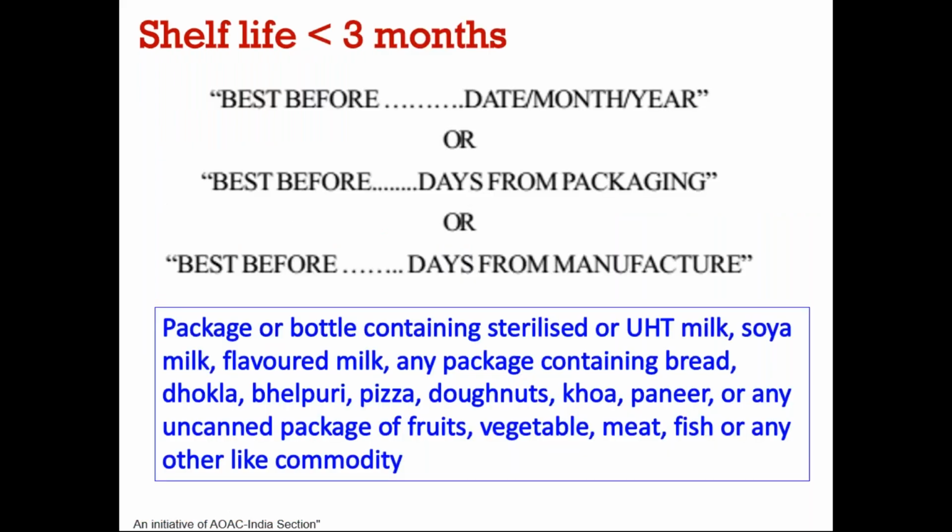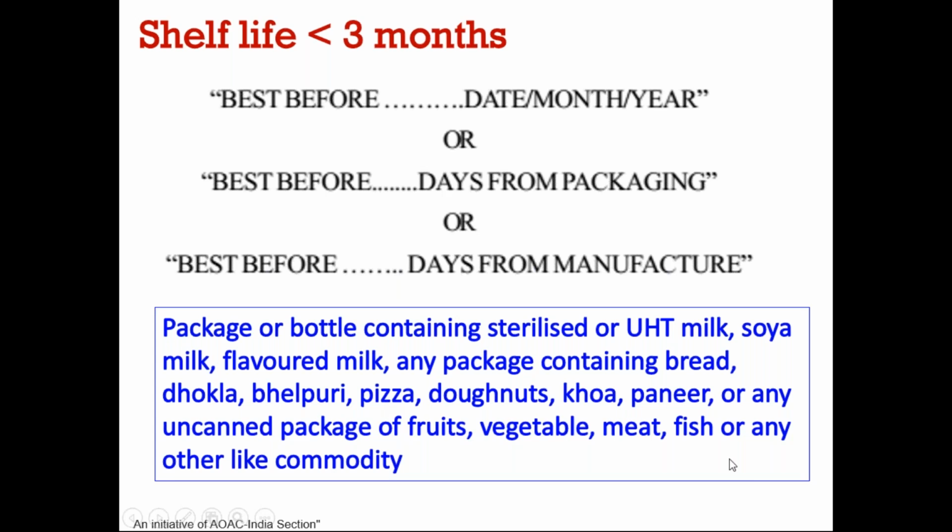When the shelf life or the best before is given, if the shelf life is less than 3 months, it is expected that they should write best before. They have to give the date, month and year. If they're giving packages, they have to give best before so many days from packaging. And if it is for a few days, they have to say it is best before so many days from manufacture. This is when the shelf life is less than 3 months. This includes soya milk, flavored milk, bel puri, pizza, etc.